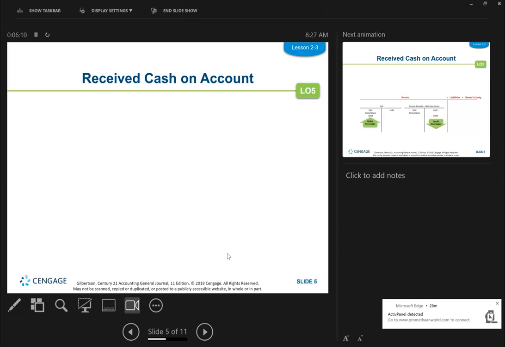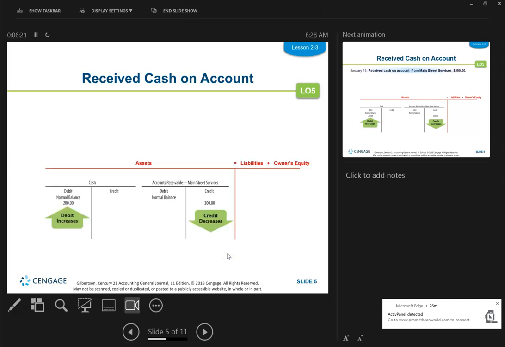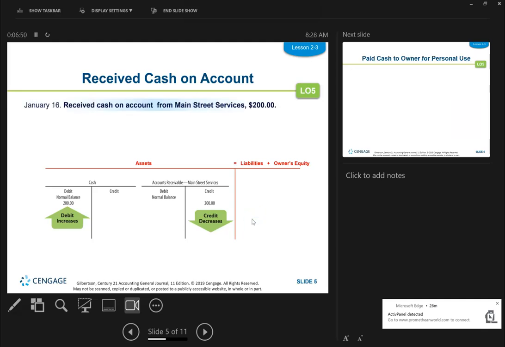Received cash on account. So again, this means we sold someone a good or service, they agreed to pay later. This is them paying some or all of their bill. So that's what cash on account means. Here, we're trading this good debt, our accounts receivable, for cash. So the cash is going up. That goes on the debit side. And our good debt goes down, so that would go on the credit side. Is everybody okay there? Again, just like we did on the accounting equation, it's just now in T charts.